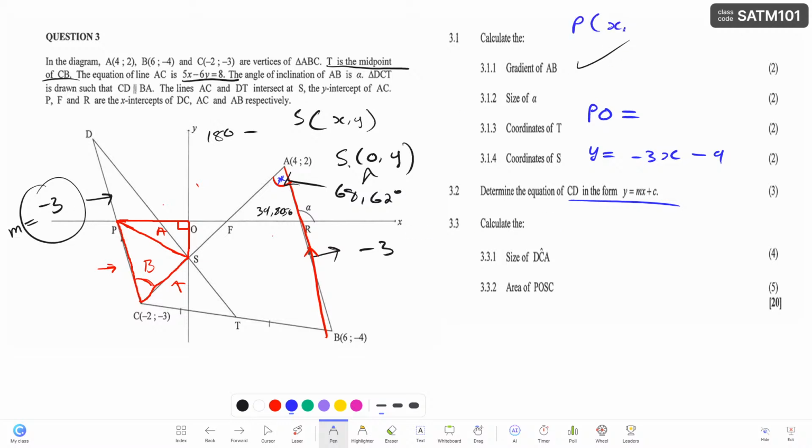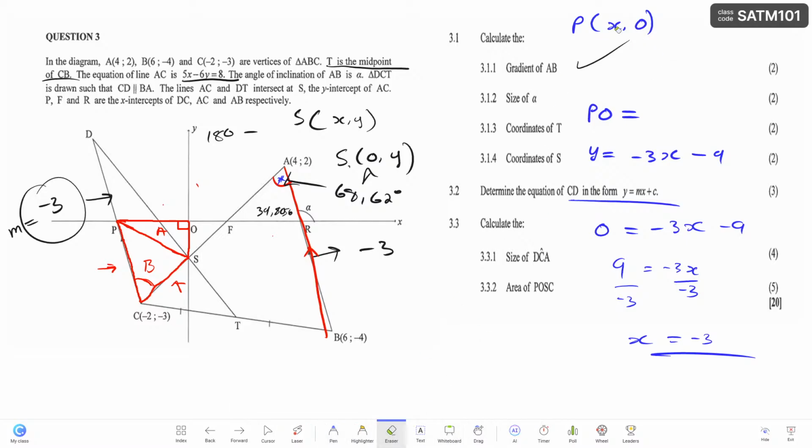Point P is x, y is 0, right? X we don't know, but we know y. So here we're going to say y is equal to 0, negative 3x minus 9. Taking 9 to the other side is going to be positive 9 is equal to negative 3x. So dividing 9 by negative 3 is going to give us what? Negative 3. So we have x is equal to negative 3. So here, our x is negative 3.